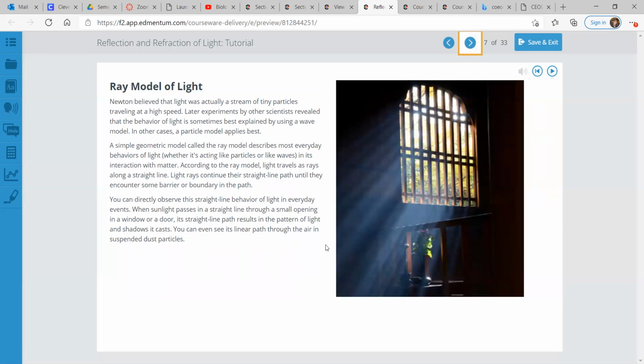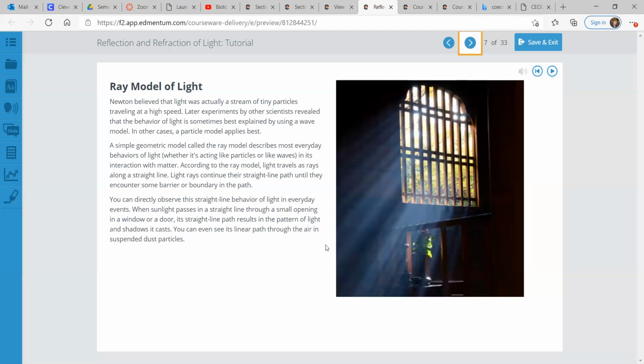Ray model of light. Newton believed that light was actually a stream of tiny particles traveling at a high speed. Later experiments by other scientists revealed that the behavior of light is sometimes best explained by using a wave model, but in other cases, a particle model applies best. A simple geometric model called the ray model describes most everyday behaviors of light, whether it's acting like particles or like waves in its interaction with matter.